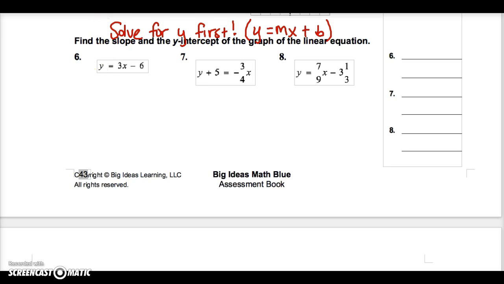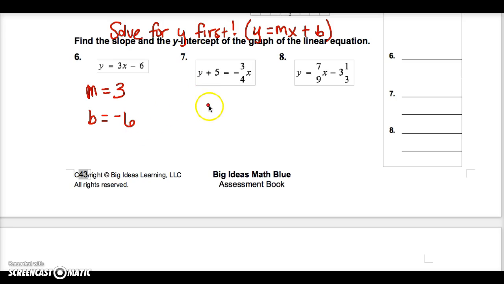So if you look at number 6, I notice it's already solved for y. So your slope, remember, is the number that's directly in front of your x. So in this case, it's 3. And your y-intercept is that other number that's tagging along with it. Now keep in mind, since this says minus 6, that y-intercept is going to be negative 6.